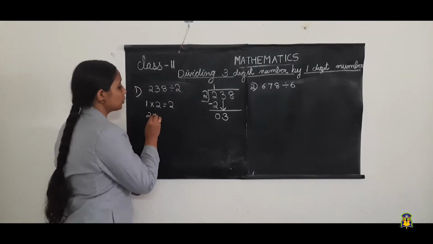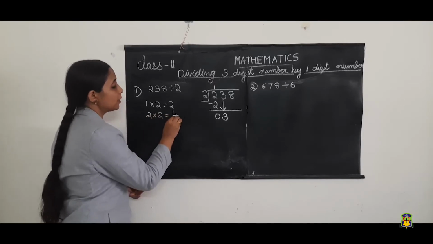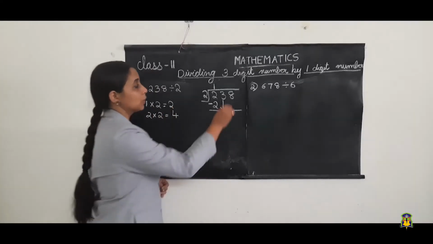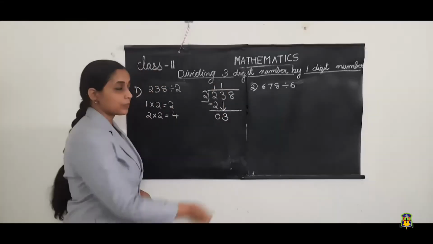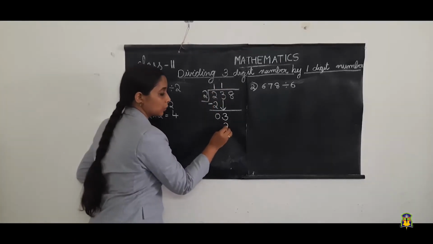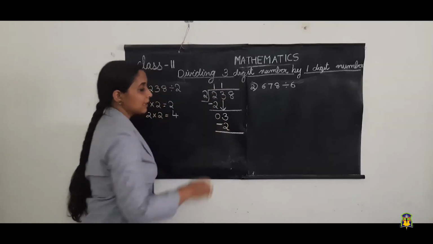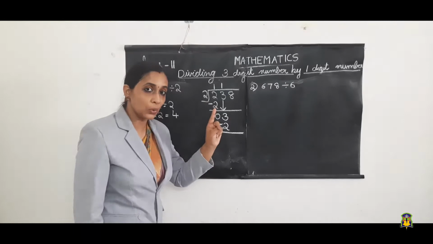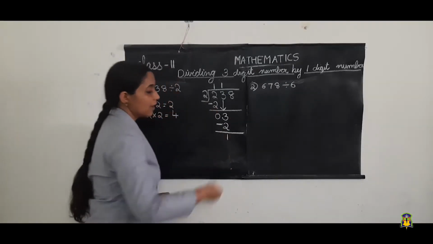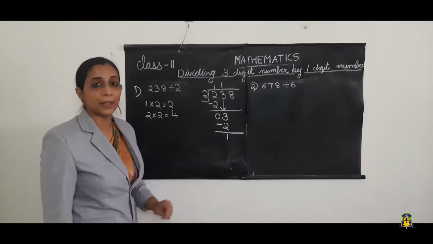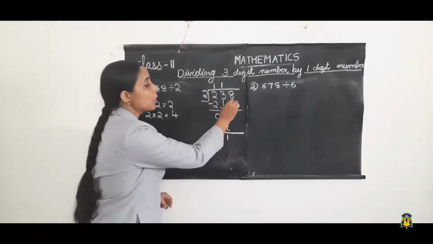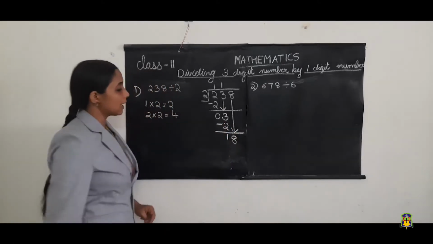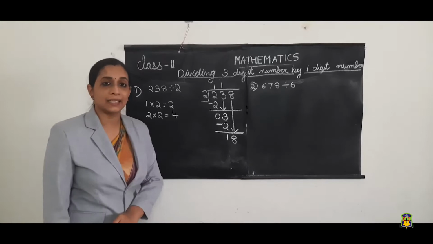So can we take 2 times? 2 times 2 is 4, which is greater than 3. So we have to take 1 time 2. Again we are taking 1. 1 time 2 is 2. Again subtract. 3 minus 2 is 1. We have one more number pending, so we have to bring down that number also.